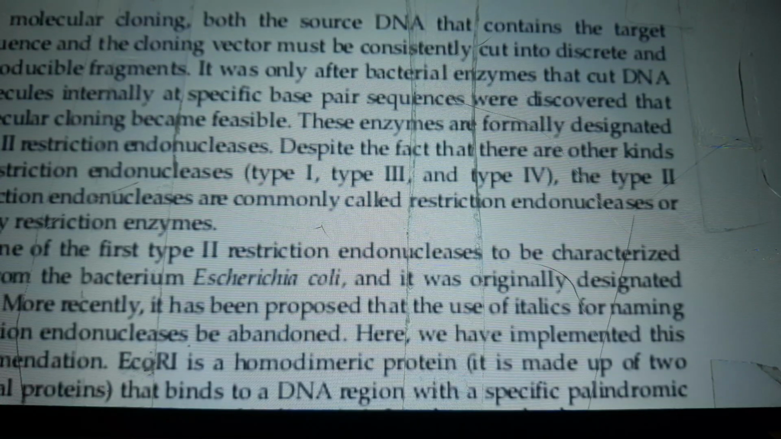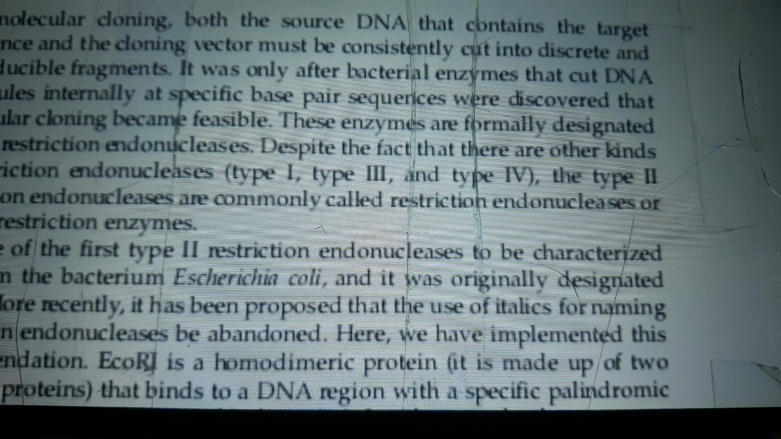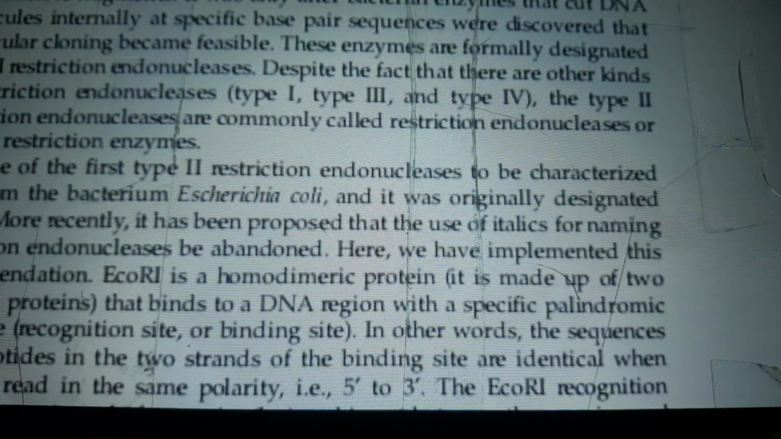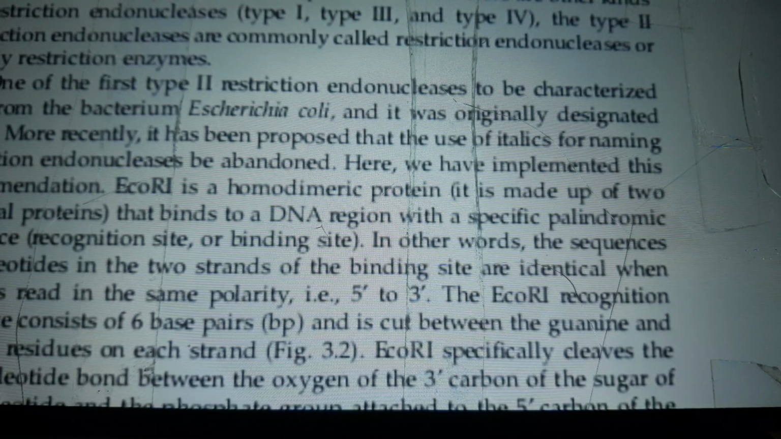The next topic will be restriction endonucleases. For molecular cloning, both the source DNA that contains the target sequence and the cloning vector must be consistently cut into discrete and reproducible fragments. It is only after bacterial enzymes that cut DNA molecules internally at specific base pair sequences were discovered that molecular cloning became feasible. These enzymes are formally designated type 2 restriction endonucleases, despite the fact that there are other kinds of restriction endonucleases: type 1, type 3, and type 4. Type 2 restriction endonucleases are commonly called restriction endonucleases or simply restriction enzymes.